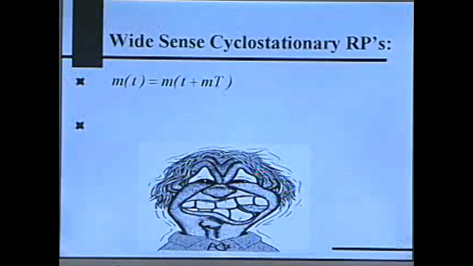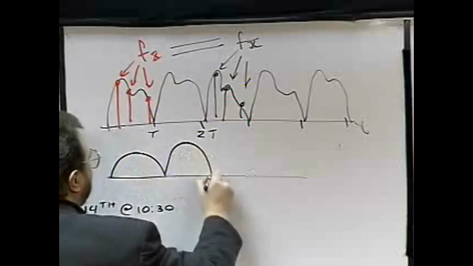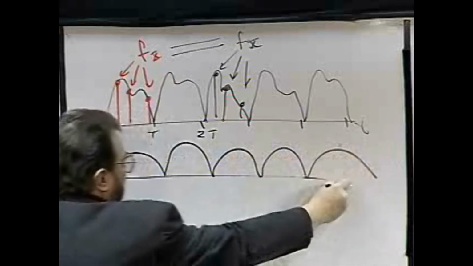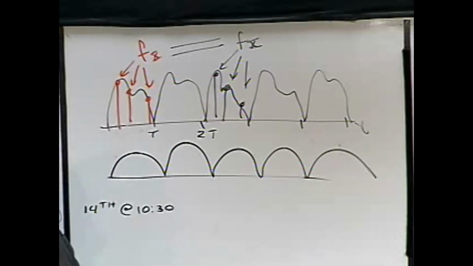For a wide sense cyclostationary random process, two criteria are required. One is that the mean must be a periodic function. Doesn't that make sense? If you have a periodic function like this and you took the expected value of it, wouldn't you expect it to be a nice periodic function? The expected value of the cyclostationary stochastic process, that is one criterion.